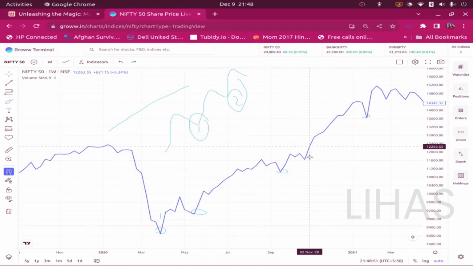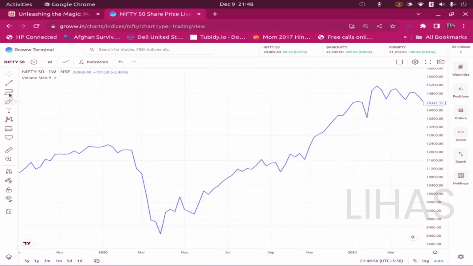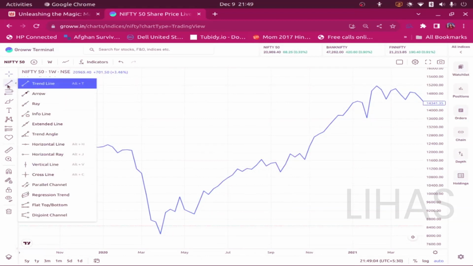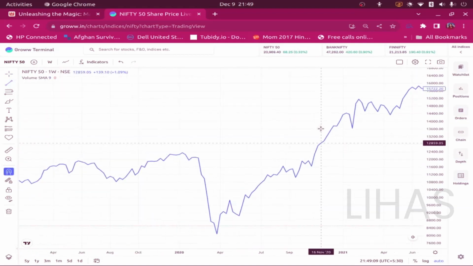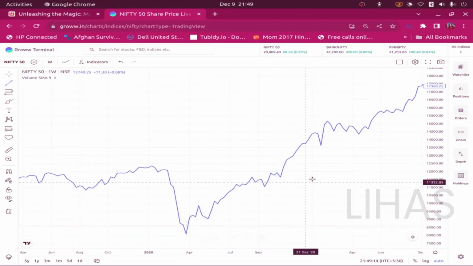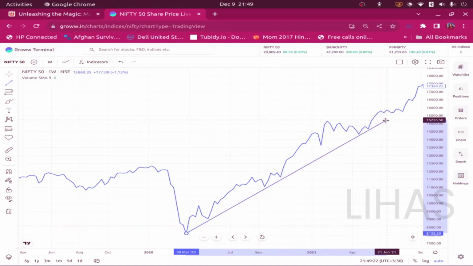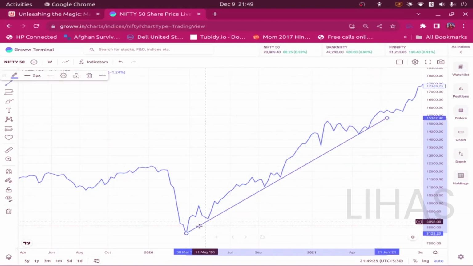To connect all these down dips, first of all I'll clear all the drawings. Now I'll use the line. Every broker has a chart where you can draw lines. In Groww we have the line over here. You just have to choose the trend line, as it is already selected by default. As I've said, it's an uptrend, so we need to connect the lows here. I have marked the line over here and I'm just connecting all these lows, right? So this is how I draw an uptrend line.